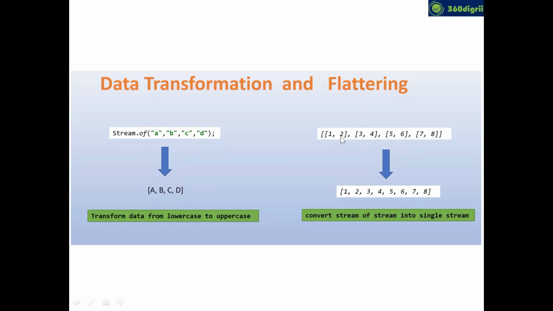Now I want to perform some operation on this collection of collections. Then you have to go with flat map. That's the only difference between map and flat map. Map will do transformation on only a single collection, whereas flat map will do transformation on a collection of collections. Now this is the output. If you see 1, 2, 3, 4, 5, 6, 7, 8, all belong to 4 collections. Now what flat map will do, it converts them into a single string.